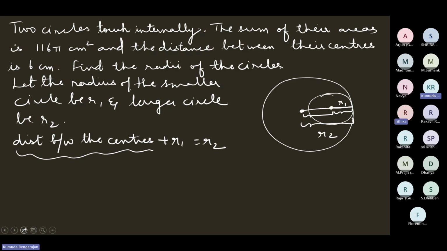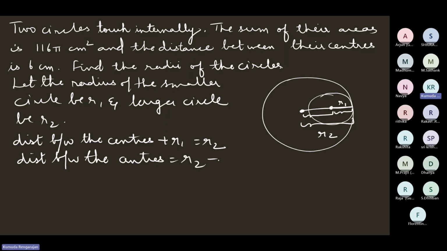Now from this, what do you get? Distance between the centers is equal to R2 minus R1. You can write this directly. Just in case we didn't understand, this should help you.